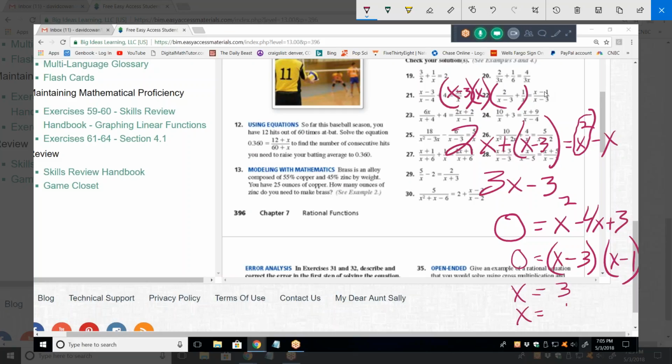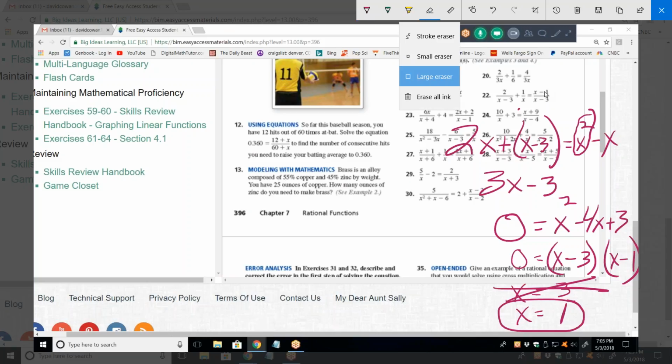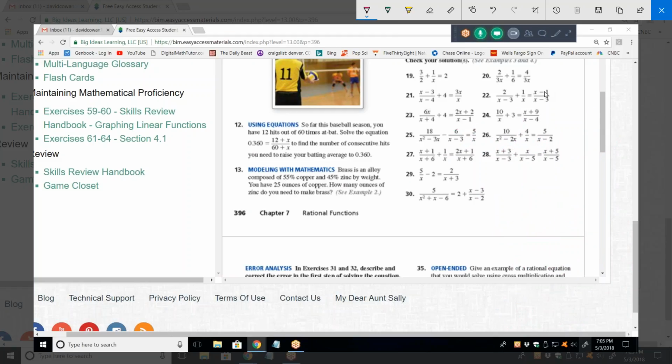Now let's go back and check and make sure we don't violate any domains. We're looking at 22. Can x be 3? No. Cross that one out. The only solution we have is x equals 1. So I'm beginning to see that when you have a lot of these rational quotients, you can have extraneous solutions.